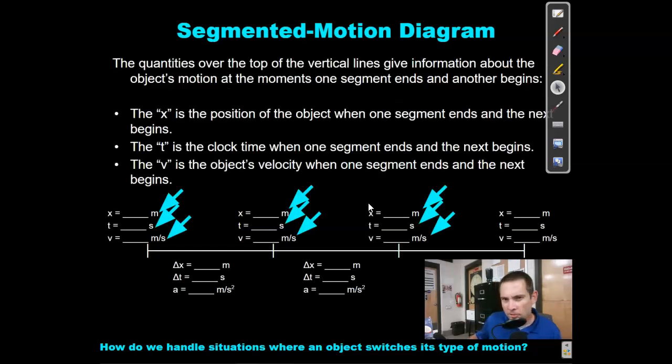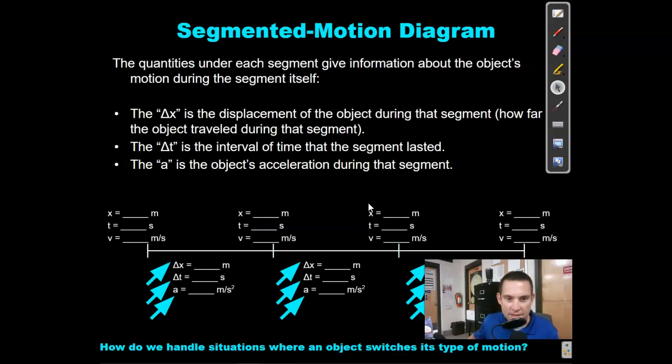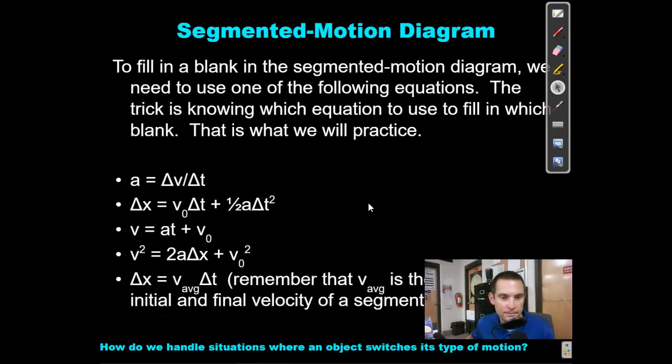The quantities over the top of the vertical lines give information about the object's motion at the moments one segment ends and another begins. X is position. T is the clock time when one segment ends and the next begins. V is the object's velocity. Delta X is the displacement of the object during that segment. Delta T is the time interval that the segment lasted. And A is the object's acceleration during that segment.